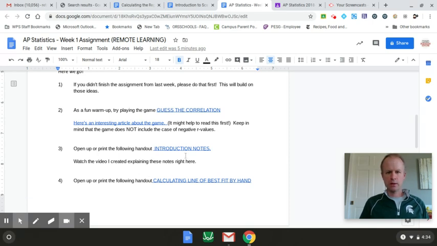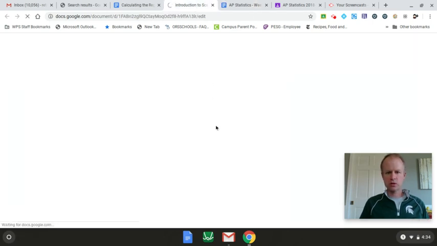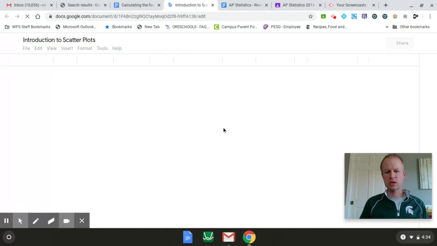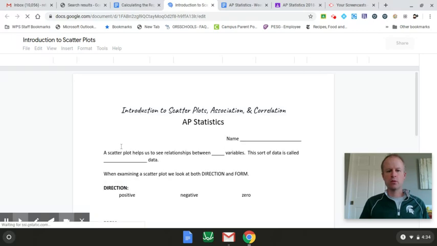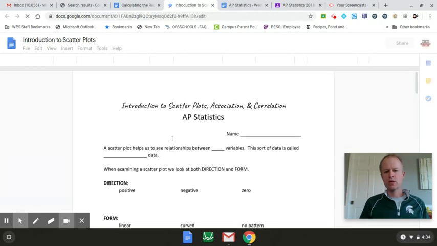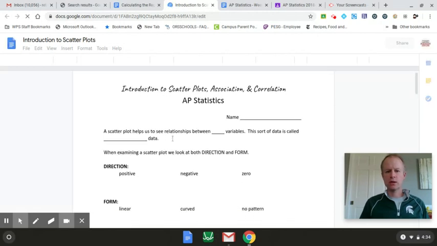If you look at those introduction notes, you can either print them out, which might help you to write the notes like you would in class, or the other option is just to follow along on your screen. But it always helps me to write things out, so I would recommend that you take your own notes as we go through this. Those introduction notes say a scatter plot helps us see the relationship between two variables.